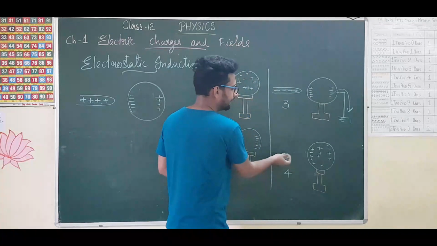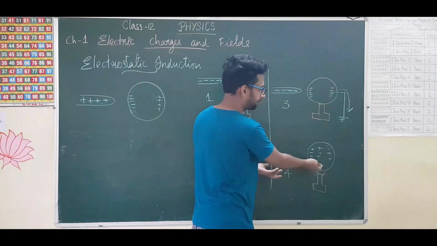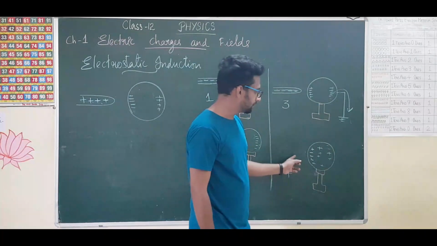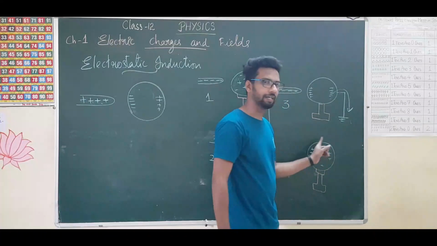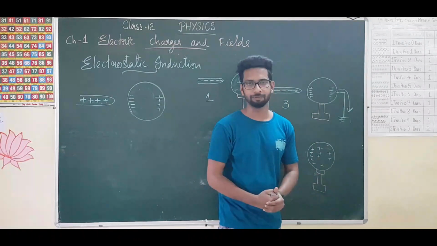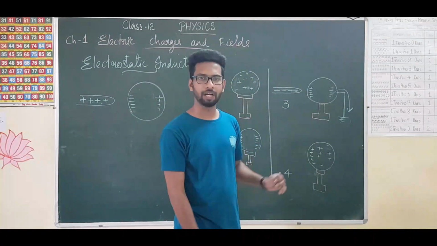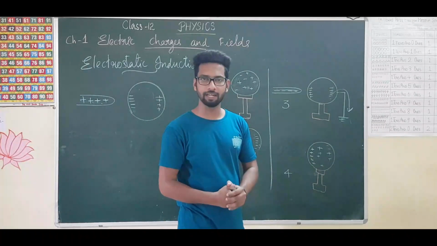Then remove the charged body away from the metallic shell. Then the positive charges will get accumulated uniformly on the metal surface. This is how you have to charge a body positively as well as negatively.